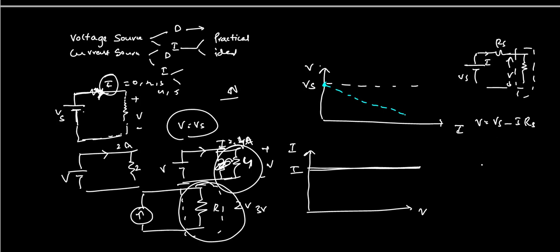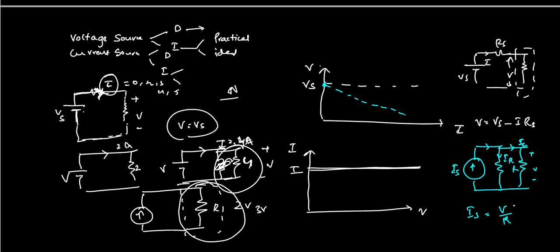Suppose I have a practical current source, with a parallel resistance and a load. This is the load voltage V, and this is Is. This is IR and this is IL. Current entering equals current leaving, so Is equals IR plus IL, where IR equals V by R and IL equals V by RL. So IL equals Is minus V by R.